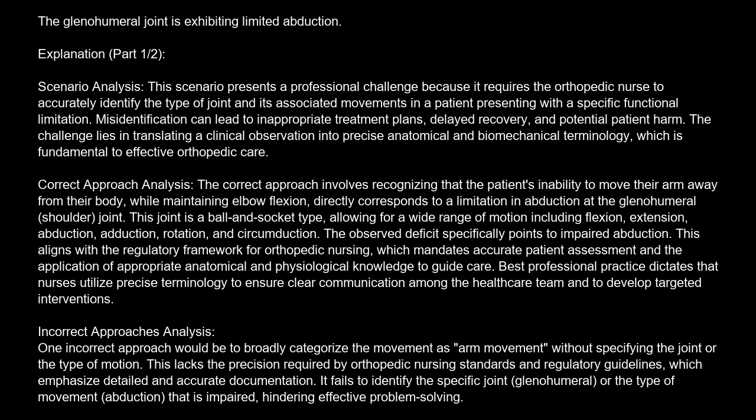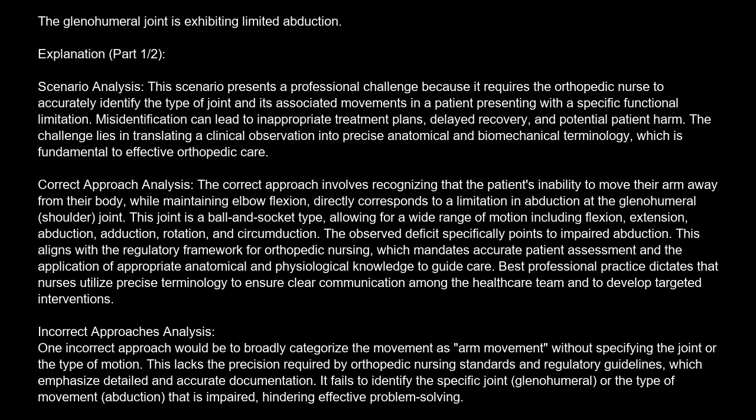Misidentification can lead to inappropriate treatment plans, delayed recovery, and potential patient harm. The challenge lies in translating a clinical observation into precise anatomical and biomechanical terminology, which is fundamental to effective orthopedic care. Correct approach analysis. The correct approach involves recognizing that the patient's inability to move their arm away from their body while maintaining elbow flexion directly corresponds to a limitation in abduction at the glenohumeral shoulder joint.